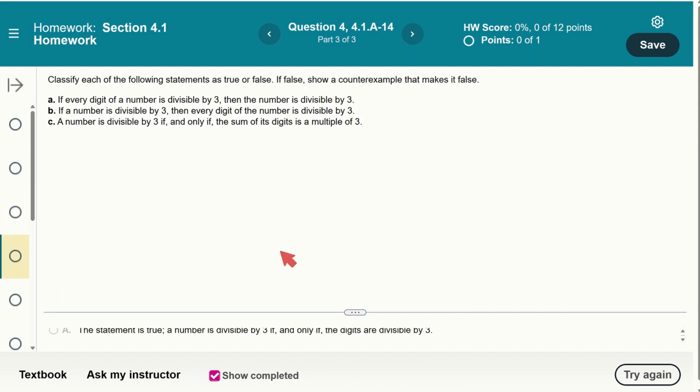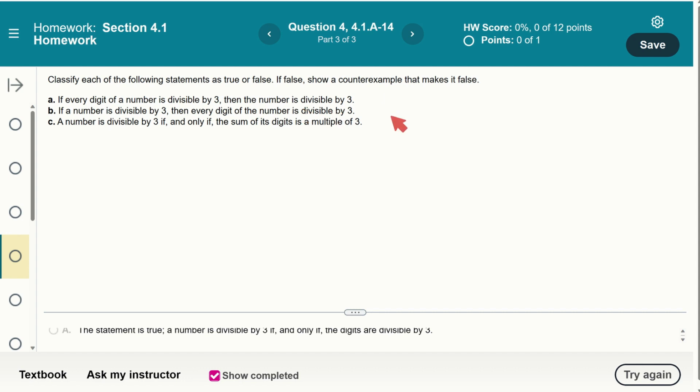All right, here we have a nice problem about divisibility. We want to see if these statements are true or false. If it's false, we want to show a counterexample that proves it false. How about part A? If every digit of a number is divisible by 3, then the number is divisible by 3. Does that make sense to you?